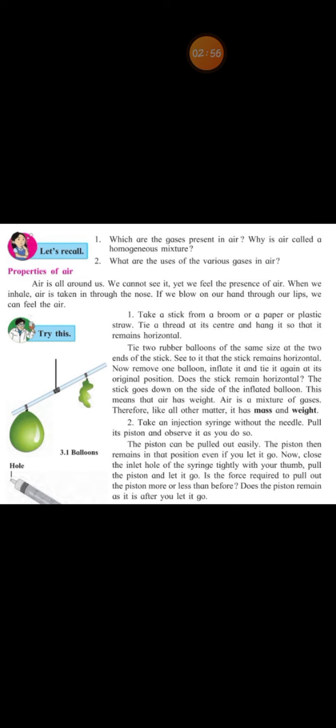Next, here is another activity. Take an injection syringe without needle. Pull its piston and observe it as you do so. You can see it in the figure, which is the piston. Yes, the back side of the syringe is the piston, right? What you will observe is that the piston can be pulled out easily, and it then remains in that position even if you let it go.